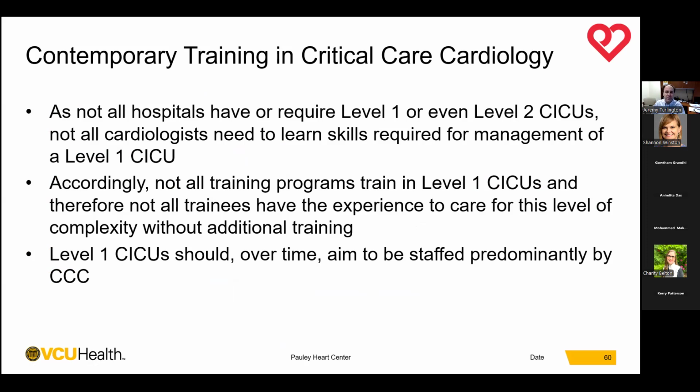Now, here's the catch with all this. Not all hospitals have a level 1 or even a level 2 CICU. So not all cardiologists need to learn the skills to manage patients in the level 1 CICU.